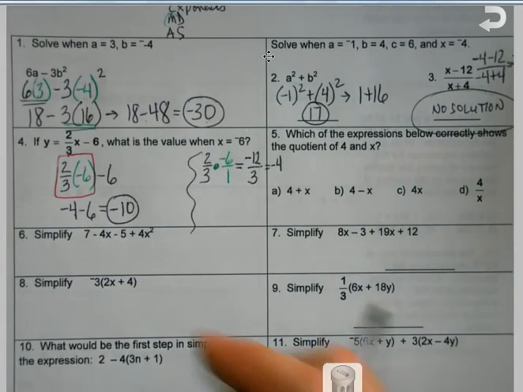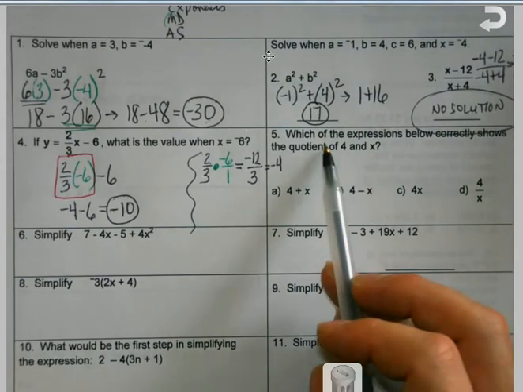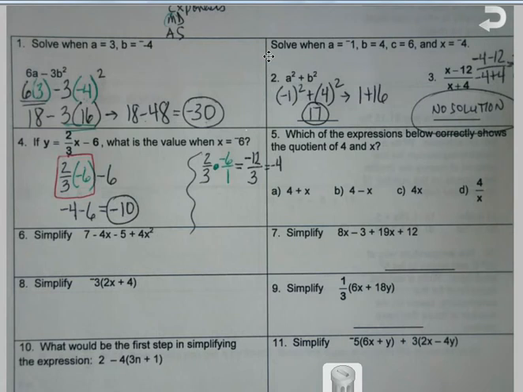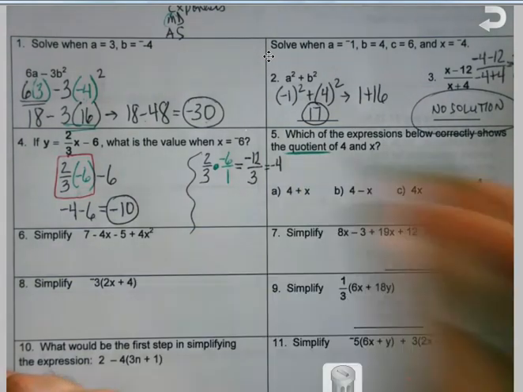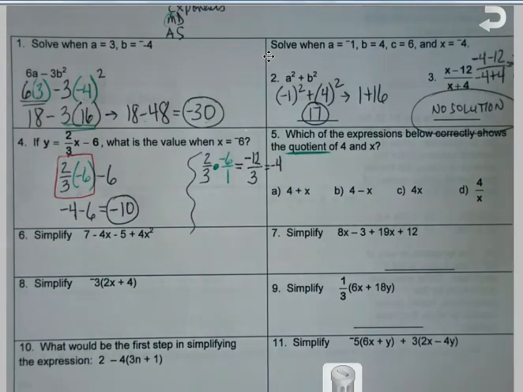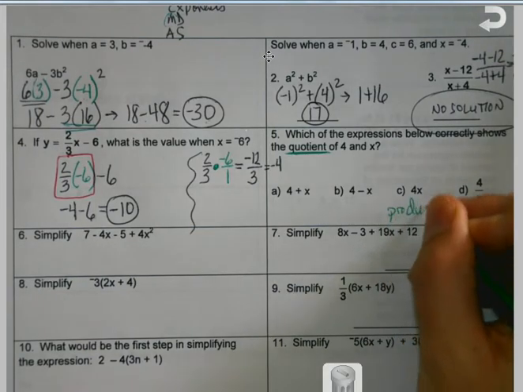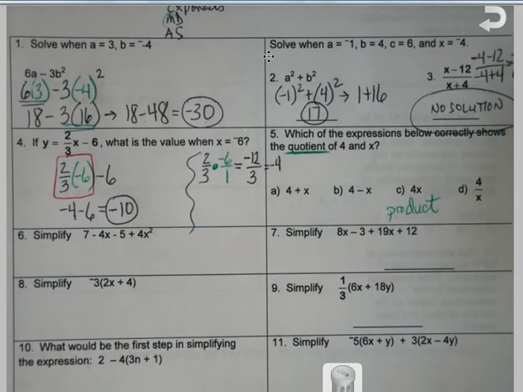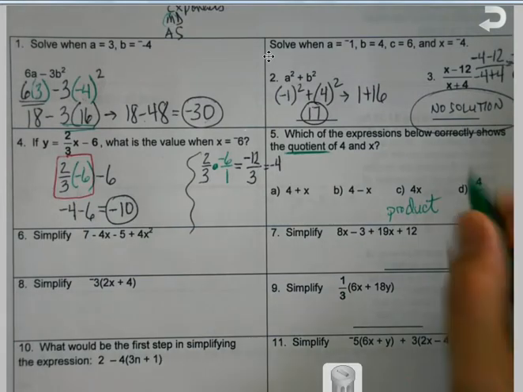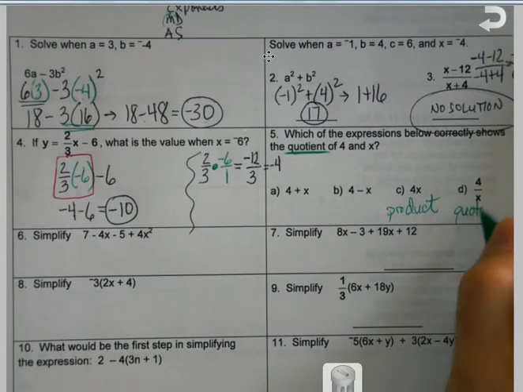So that's one thing. So then we got, which of the expressions below correctly shows the quotient of 4 and x? Ooh, what's quotient mean? You're close. If it said product, it would be C. Which one of those goes with quotient? D, okay? This one would be quotient.